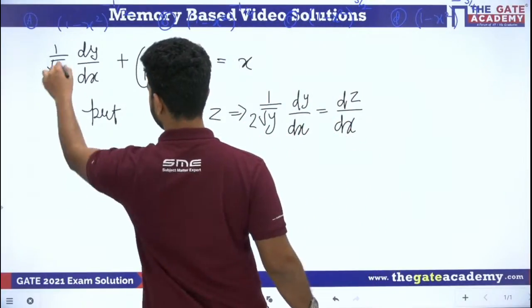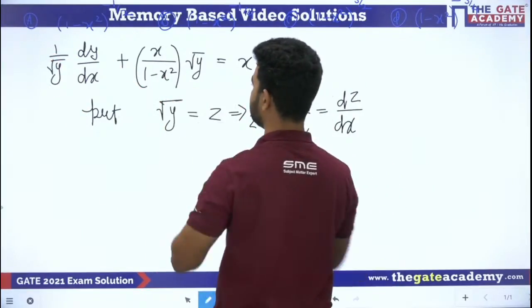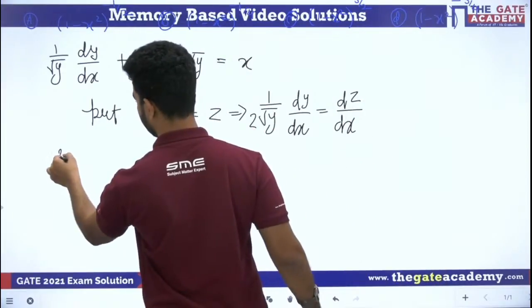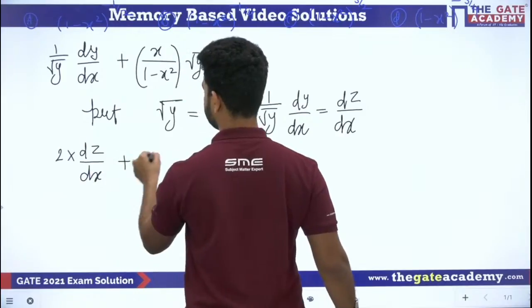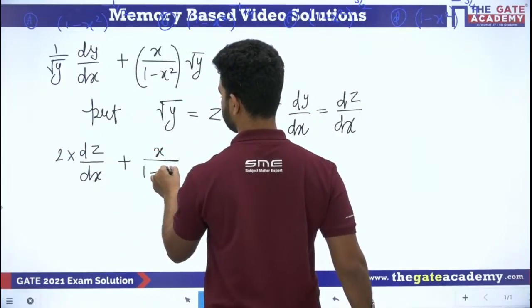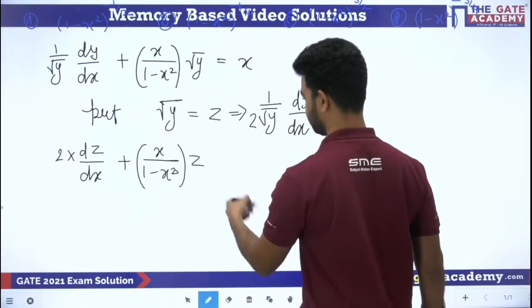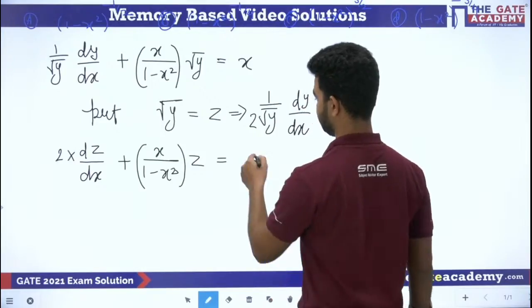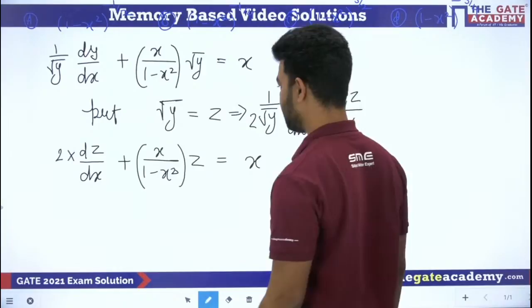So what you will do, here you can see this expression and this expression is similar, that's why we did this substitution. Now this whole thing will become the single derivative. So what we will get, 2 into dz by dx plus x divided by 1 minus x square into z is equal to x here, right? So this is what we are getting over here.